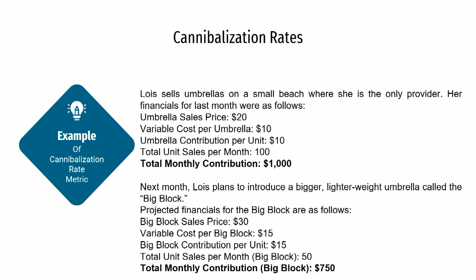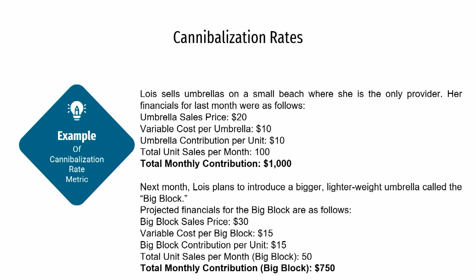So what will be my contribution margin? My price minus variable cost gives me the contribution margin. So umbrella contribution per unit is $10, 20 minus $10. The total number of units sold is, let us say, 100 units. So what I am gaining out of this business is 100 multiplied by 10, that is $1000 per month.